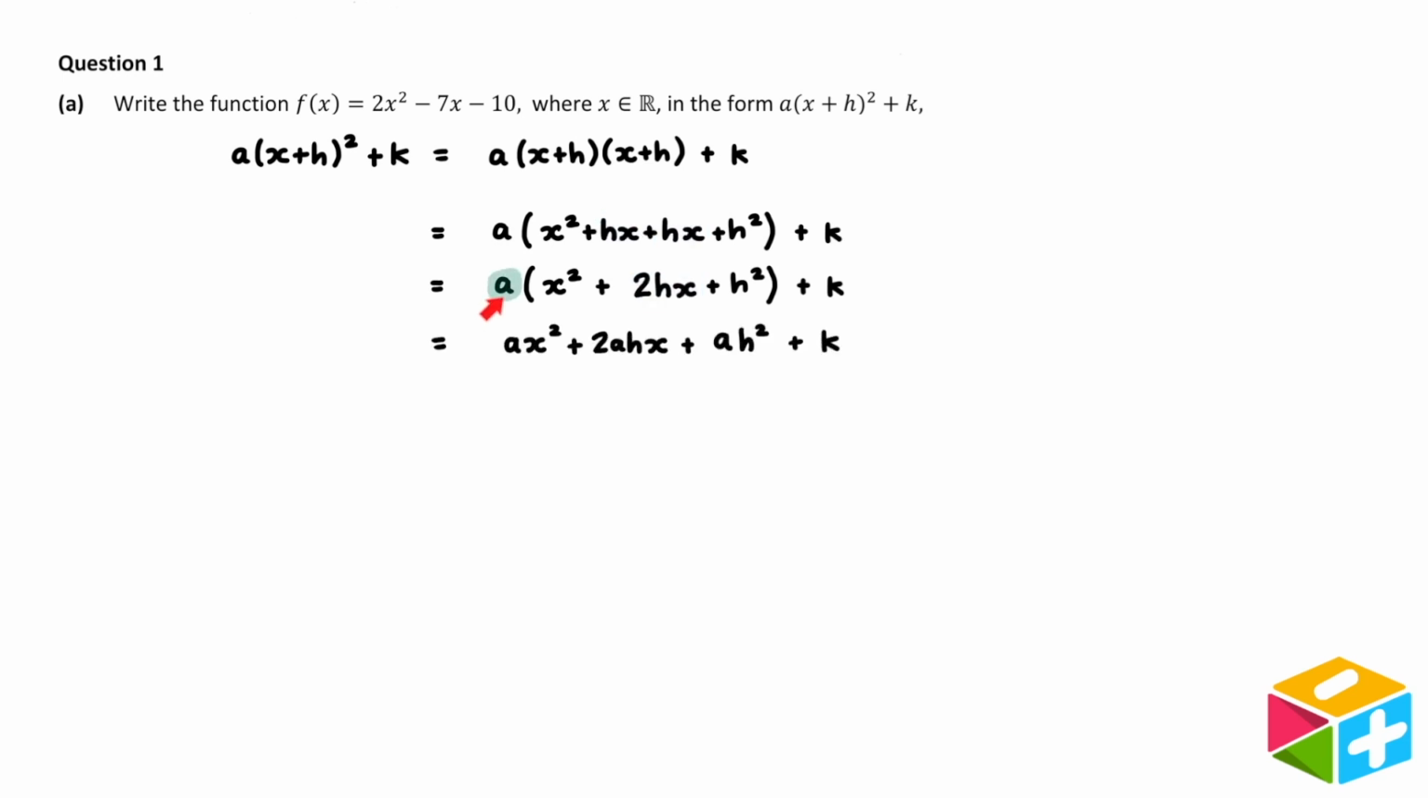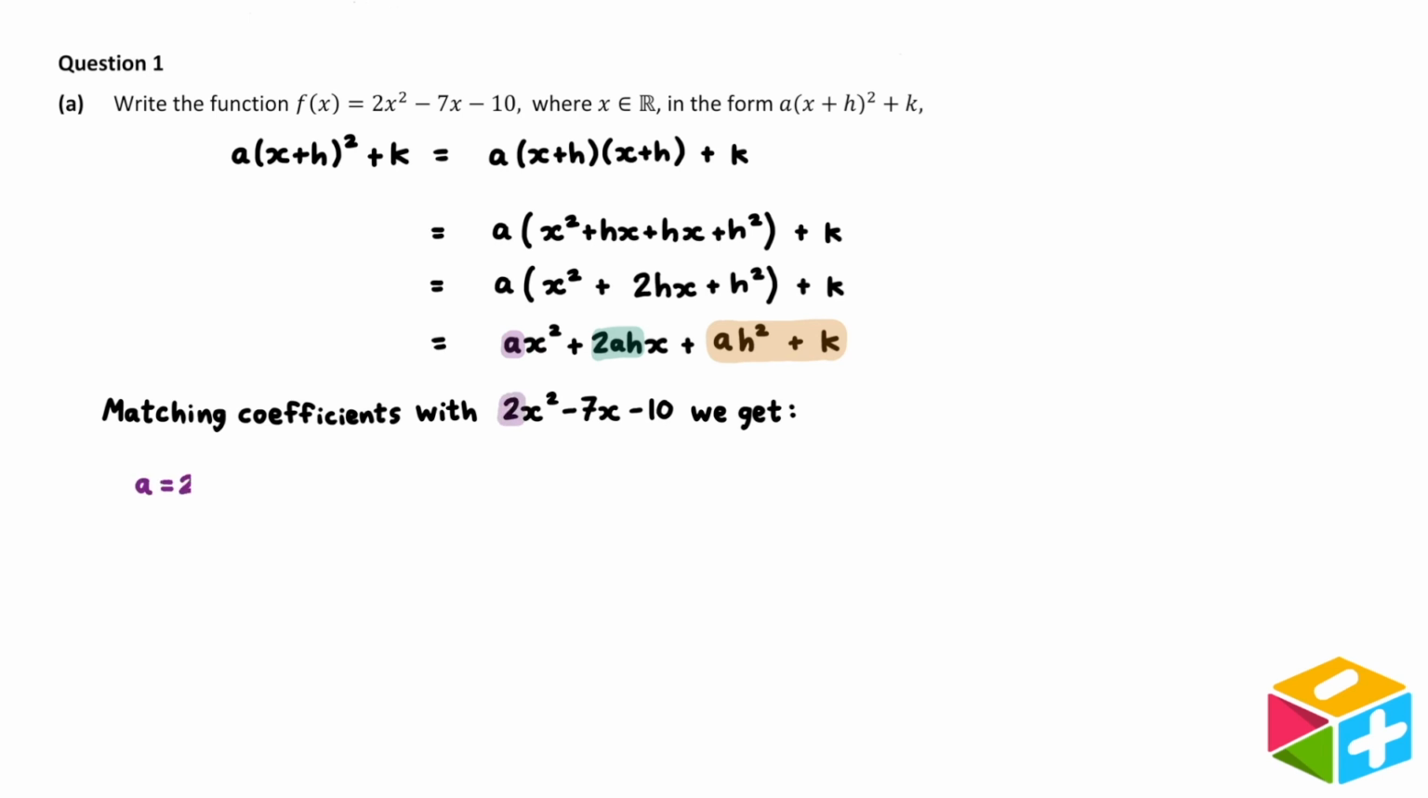Now let's multiply in this a. A by x squared is ax squared. A by 2hx is 2ahx. And a by h squared is ah squared. The expression we end up with has an x squared component, an x component, and a number component. This is the exact same structure as our original function. Matching coefficients will allow us to solve for a, h, and k.